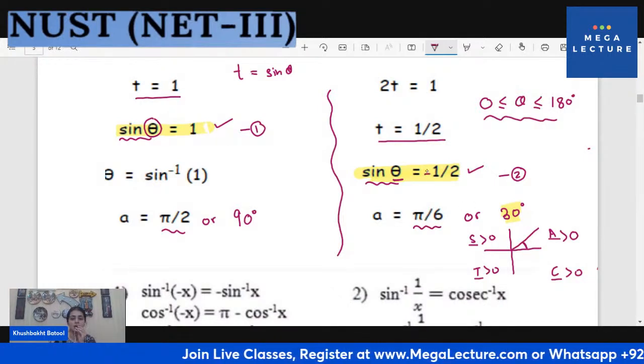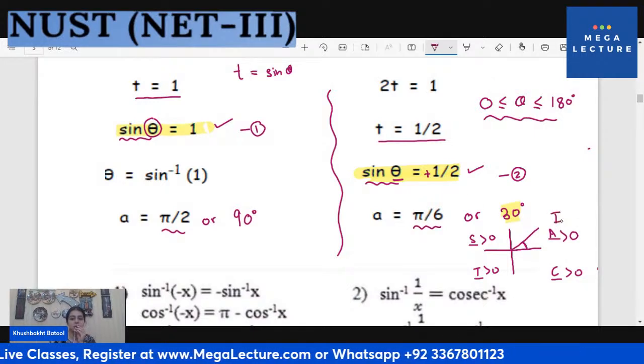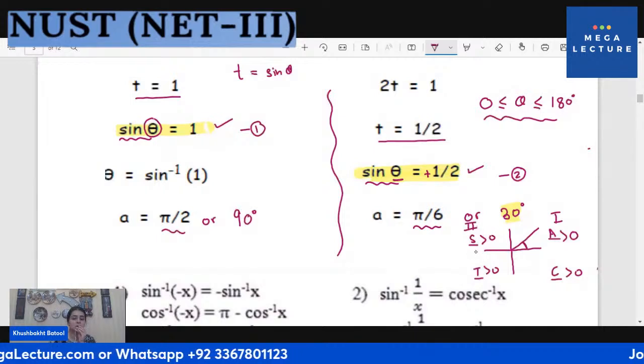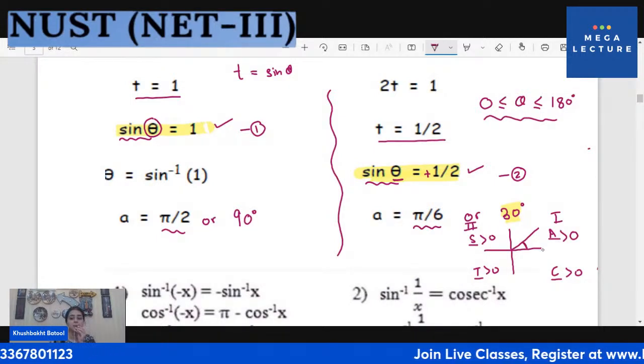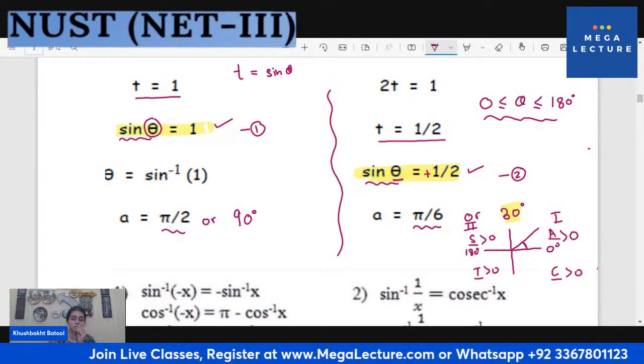Now you can see that sine theta is positive, so it would be positive in the first quadrant because all are positive, or it would be positive in the second quadrant because sine is positive. So you need to give both the answers, because this is 0 degrees and this is 180 degrees, and you can use the first two quadrants in this case.